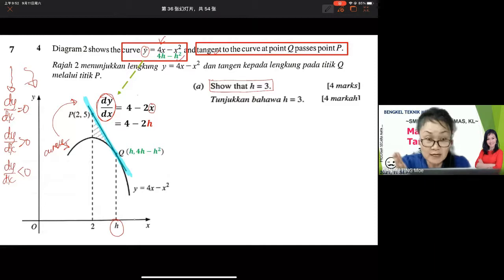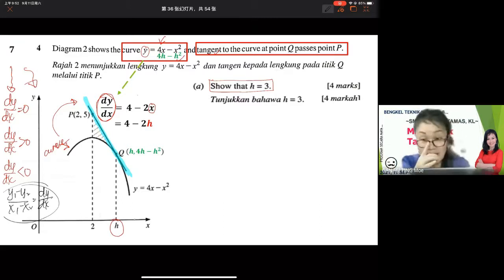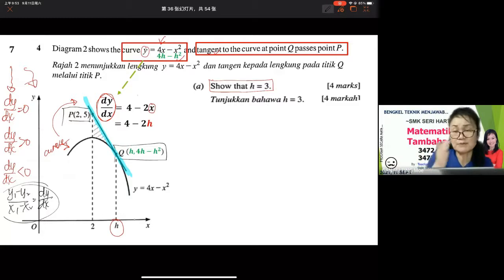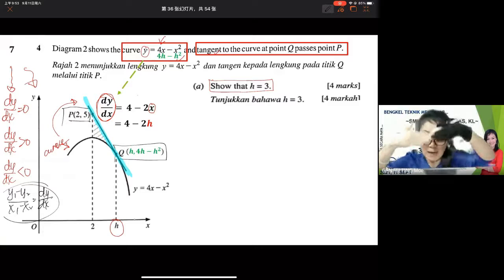Then here, what is your basic knowledge of gradient? Apply the formula of the gradient: y1 minus y2 over x1 minus x2. That will be equal to your gradient. Am I right? You are going to apply this idea in your working. Let's start. This is your first coordinate. This is your second coordinate. It's either P minus Q or Q minus P. It doesn't harm you. But please make sure that your Y is the numerator and X is the denominator. Don't turn it upside down. When you apply the formula wrongly, how can the answer be right?